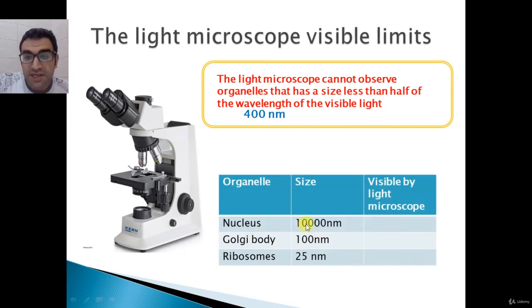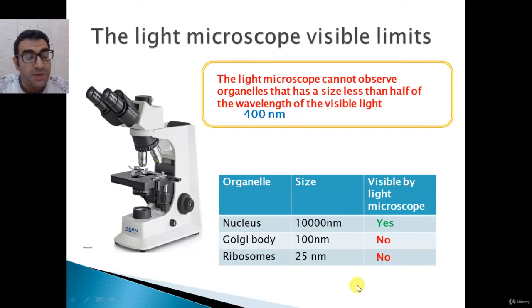The nucleus has a size of 10,000 nanometers. Is it greater than 200, which is half of 400? Yes. So it can be visualized by the light microscope. The Golgi body, its size is 100 nanometers. And when we talk about size, I mean the diameter. 100 nanometers is less than 200, so it cannot be seen by the light microscope. The ribosomes, 20 to 25 nanometers, are way less in diameter than 200 nanometers, so they cannot be seen under the light microscope.